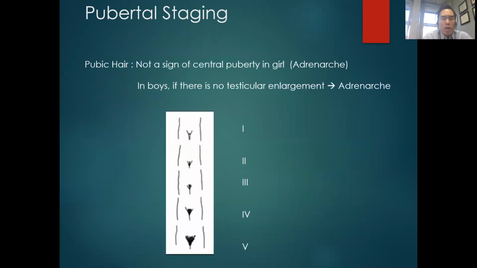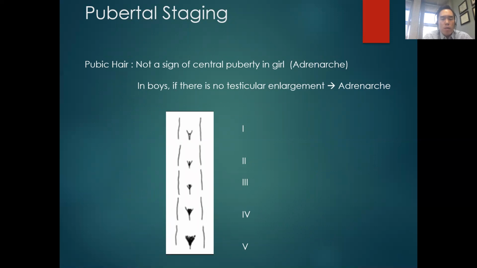Now for pubic hair, if it's the only sign you see in girls or in boys, that is not a sign of central puberty, right? Because the androgen often comes from the adrenal gland, or we call it adrenarche, right? In boys as well, if you do not see any testicular enlargement and you only see pubic hair development, that's also considered adrenarche, right?